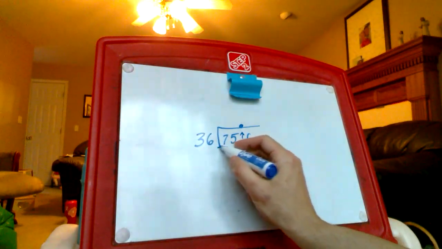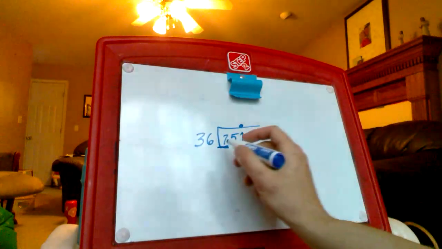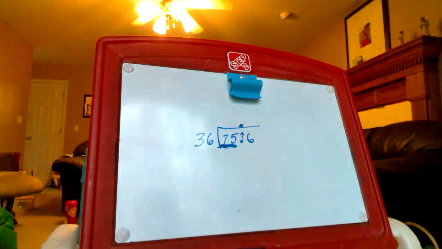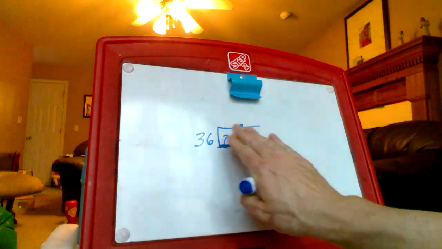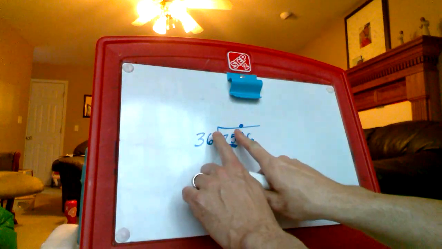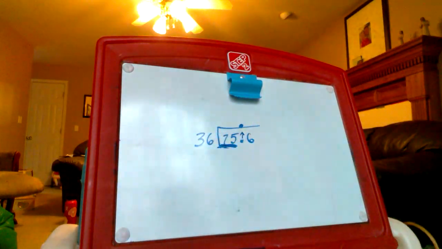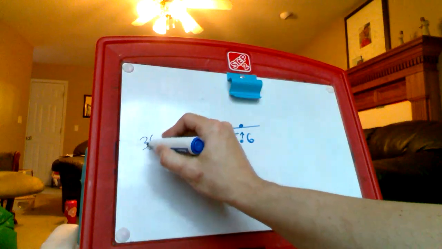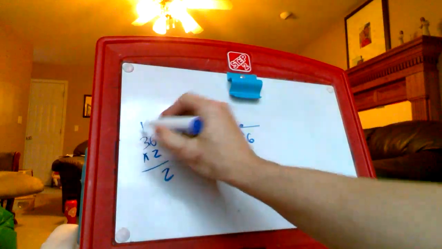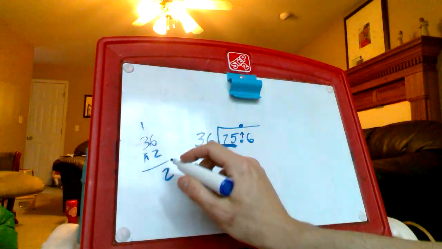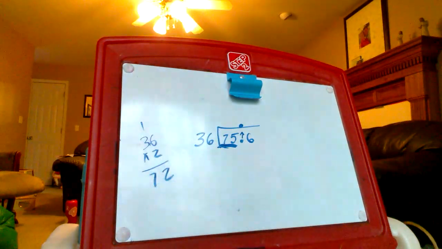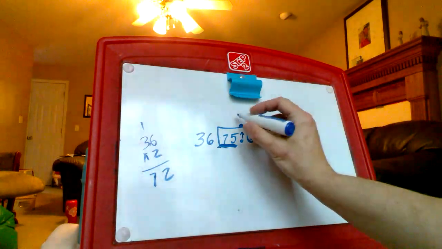Does 36 fit into 7? The answer is no. Does 36 fit into 75? The answer is yes. The question is how many times? Well, if you cover up the last number of each one, 3 will go into 7 twice, so it's about twice. We can go off to the side and do 36 times 2. 6 times 2 is 12, regroup. 3 times 2 is 6 plus 1 is 72. 72 is really close to 75 without going over. So our answer is 2.